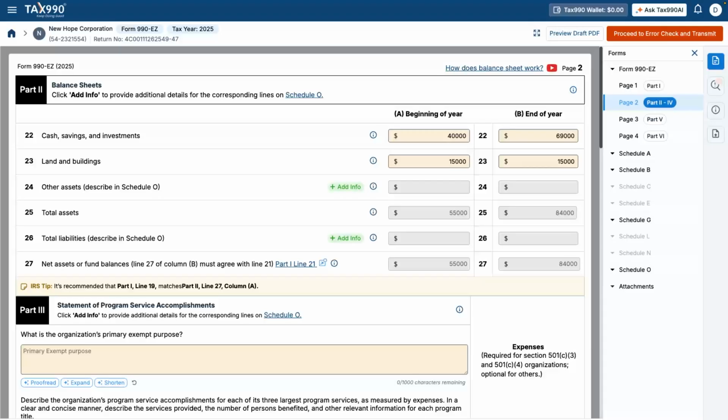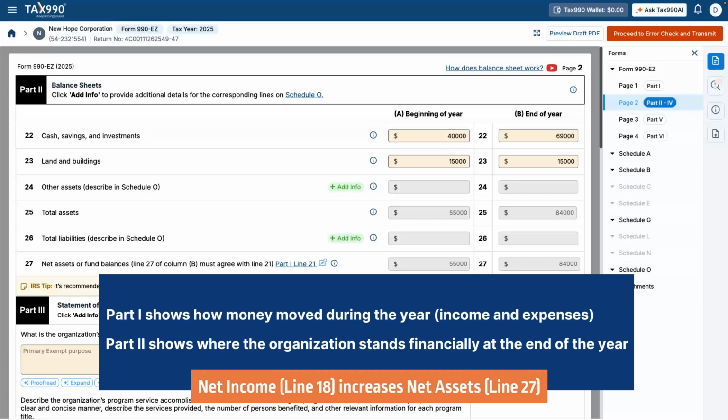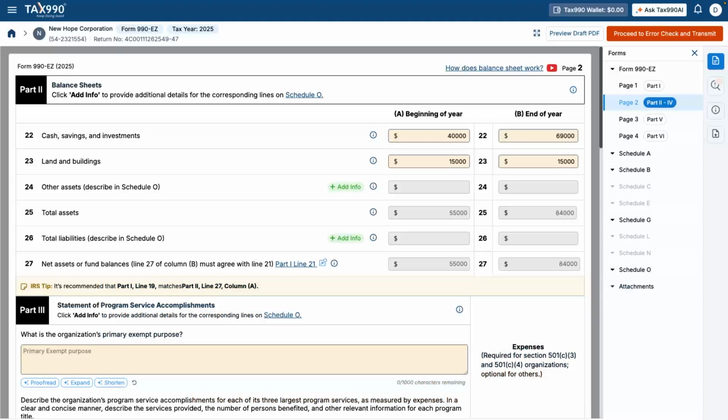Here's the big picture. To summarize how everything connects, part 1 shows how money moved during the year, such as income and expenses. Part 2 shows where the organization stands financially at the end of the year, and the bridge between them is net income, line 18, increases net assets, line 27. Here's the key takeaway. The balance sheet is not entered in isolation. It must reflect the starting position from the prior year, the activity from part 1, and the ending financial position of the organization. If these numbers don't align, the IRS will flag the return.